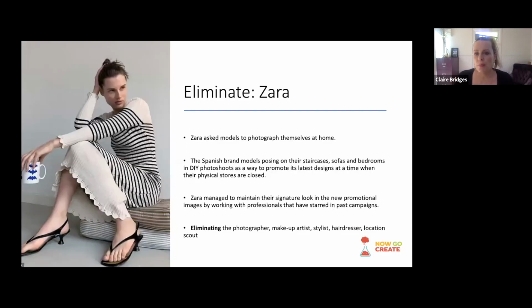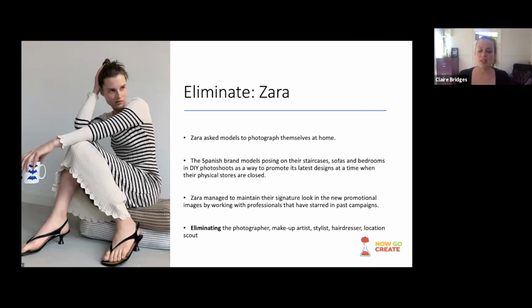Loads of fashion brands, obviously retail, I don't know if we've got anyone from the retail industry on the call today, but obviously retail and particularly fashion are in dire straits. And I just thought this was a really nice, simple illustration of the E, which stands for elimination. And what they've eliminated here is everything that you would associate, all the norms with doing a fashion shoot. The photographer, the stylist, the makeup artist, a location scout, all of it, because it's not possible.